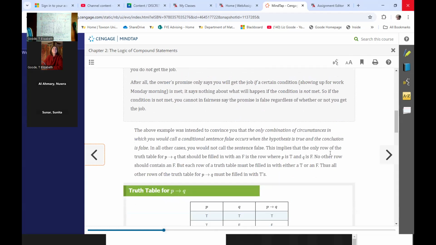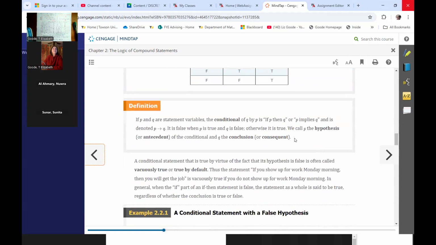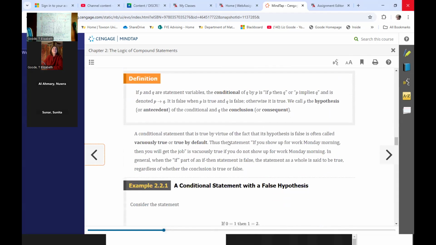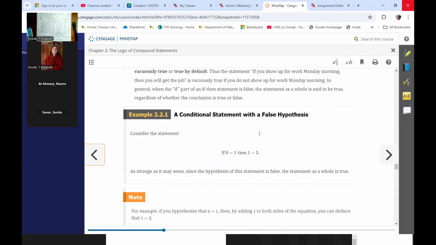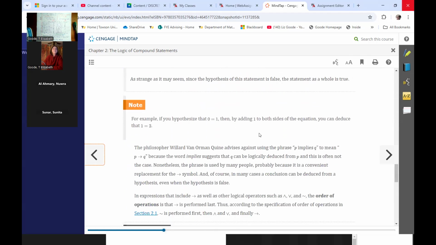It was under the truth table. Trying to see if I can remember where it was. A conditional statement that is true by virtue of the fact that its hypothesis is false is often called vacuously true or true by default or true by false hypothesis. I'm surprised she doesn't have that in there still, but that's okay. Yeah, vacuously true. And that comes from set theory, and we'll talk about the idea of vacuously true. If you scroll down, it's under the note. She talks about the false hypothesis.